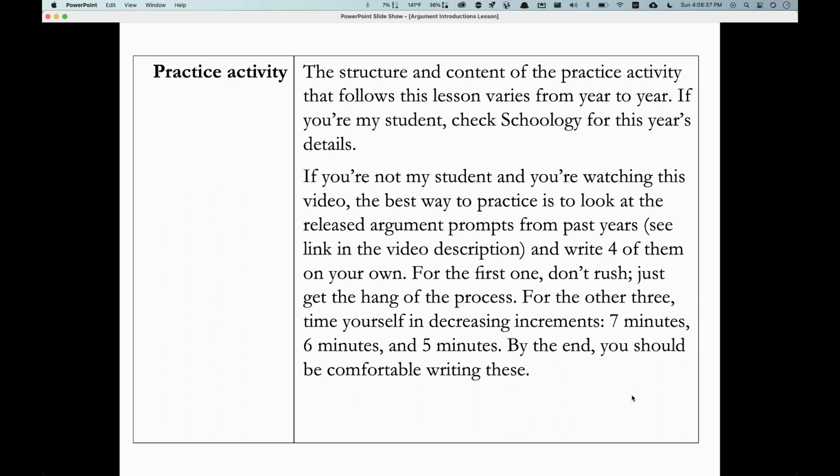You can pull them up, you can look at them, then try to write 4 of them on your own. Just do it and try to do them like the first one. Don't rush, just get the hang of it. Then for the others, time yourself. 7 minutes, 6 minutes, 5 minutes. By the end, you should be able to write 4 of them. You could do this typed or by hand, your choice. If you can write one of these in 5 minutes right after looking at the prompt, you are absolutely ready to move forward and look at the next pieces of the body paragraph.